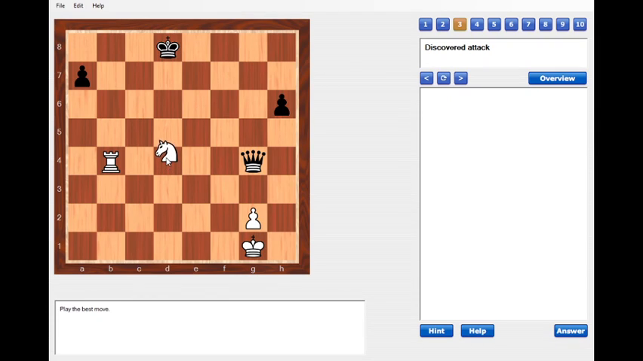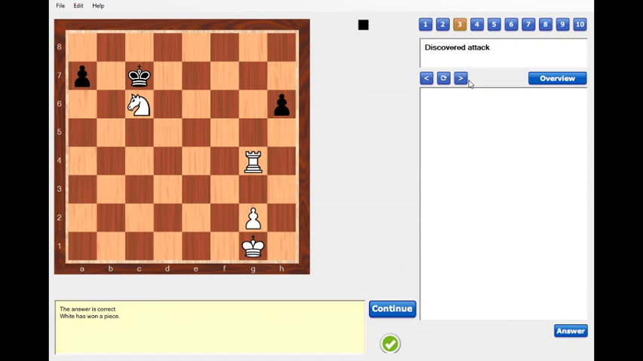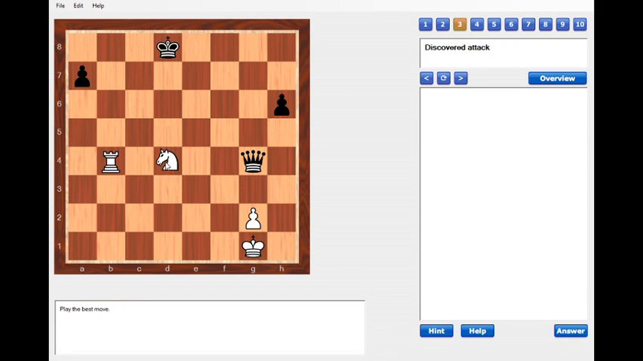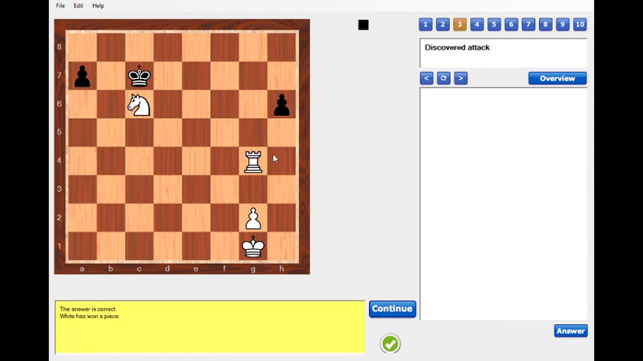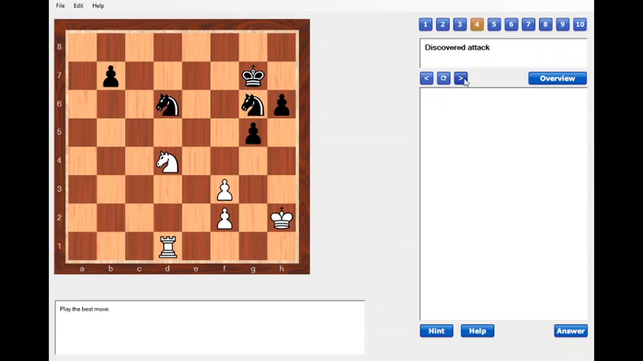Here the successful one is knight to c6. After the king moves, we can get this queen. And why not knight to e6? Because here again the queen can move away and escape. At the same time they can capture our knight so that we cannot capture the queen in the next move. So knight to c6 is a successful discovered attack. Let's see the next one.